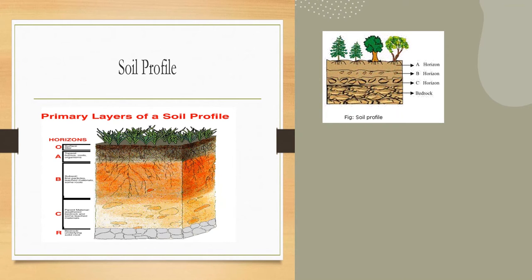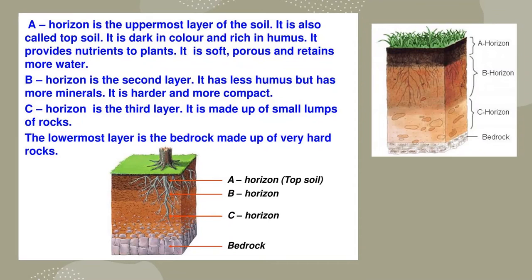Now this soil is formed by a process called weathering, that we will see later. Now we say A horizon, B horizon, C horizon. The A horizon is the uppermost layer of the soil. It is also called topsoil. It is dark in color and rich in humus. It provides nutrients to plants. It is soft, porous, and retains more water.